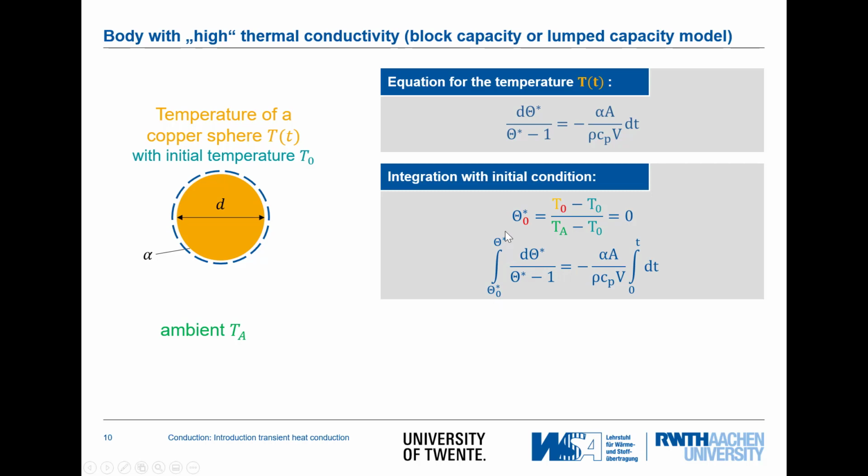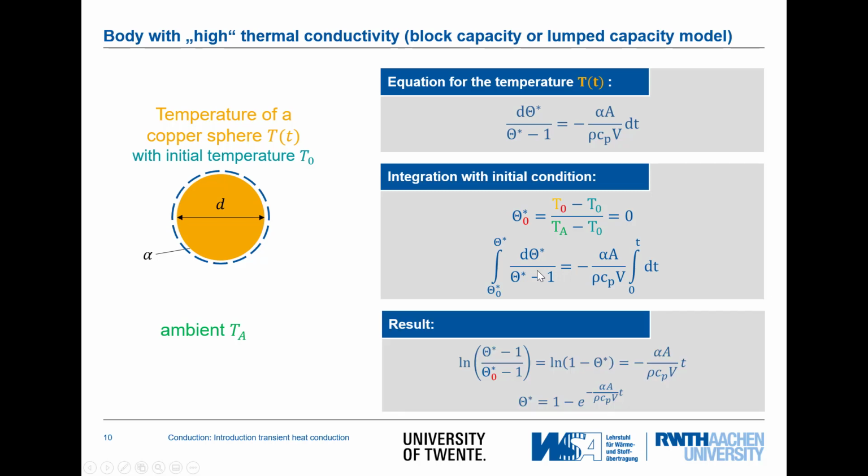So let's do that. What happens at time t0? At time t0, the sphere has a temperature of T0. We can plug this into the definition of our dimensionless temperature, and we come to the conclusion that the dimensionless temperature at time t0 is equal to 0. So the integration from time t0 to time t will then be performed, and because here we have theta star minus 1, the integration yields the logarithm.